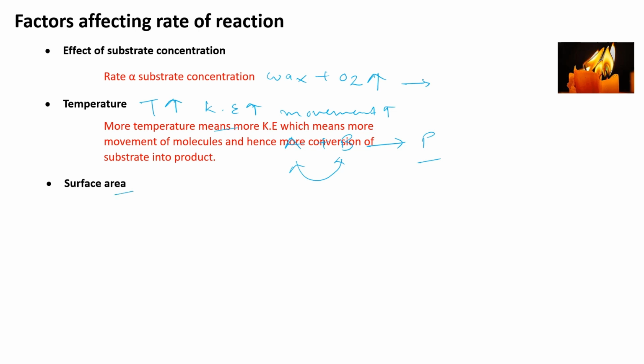Now we already studied the surface area and its importance. So smaller the size means more surface area to volume ratio. When more surface area, that means more reaction. More reaction means more conversion of substrate into product. So surface area is also directly proportional to the rate of a reaction, or we can say the rate of a reaction is directly proportional to the surface area. The more the surface area, the more the rate of reaction.